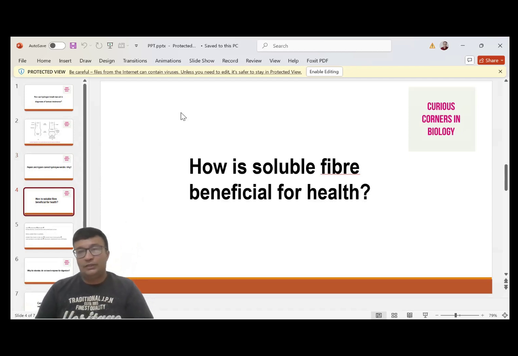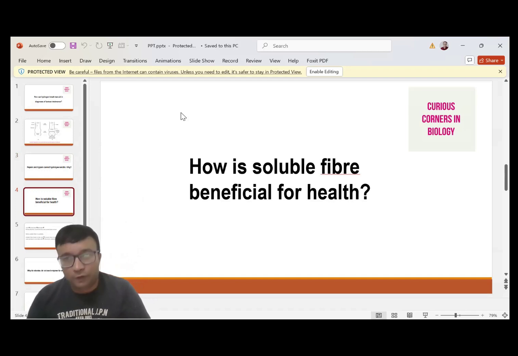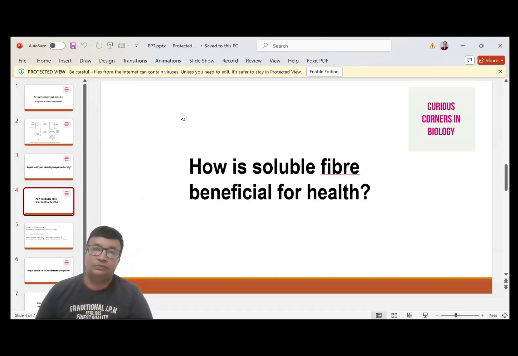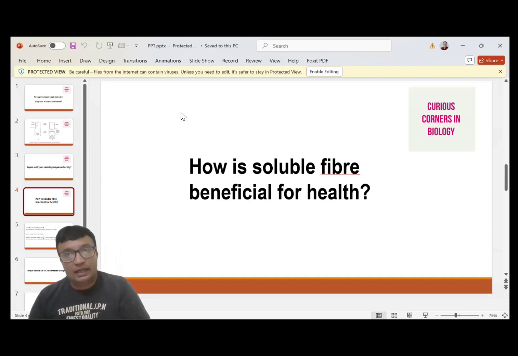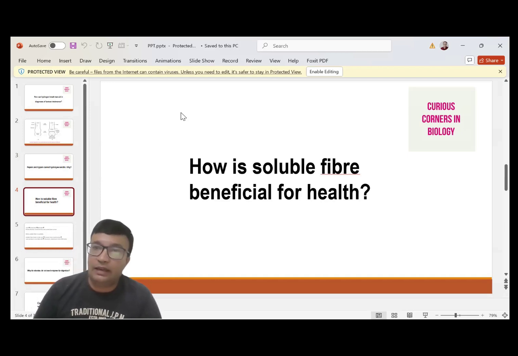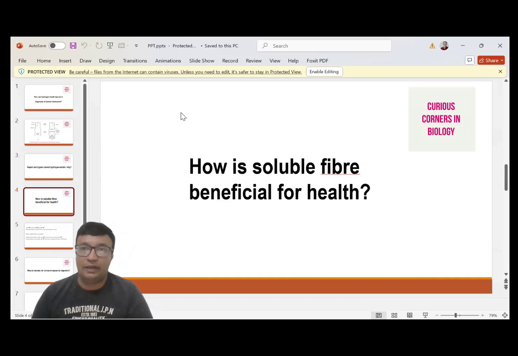The next question is very interesting. Often you might have heard that we should eat plant-based dietary fiber, that it is good for the alimentary canal, good for gut health. But the question is how? What does it do? Is it only the soluble plant-based dietary fiber that is available, or are there other kinds of plant-based dietary fibers? Yes, there is also insoluble dietary fiber.